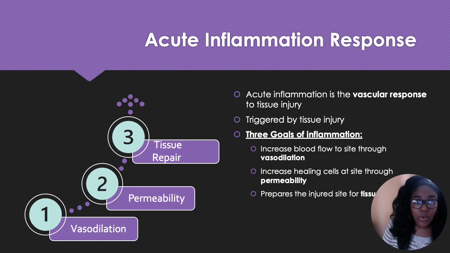So again, the goals of the inflammation response are to have vasodilation, to have permeability to help those healing cells get to that site of injury, and then help promote tissue repair or prepare that site of injury for repair.